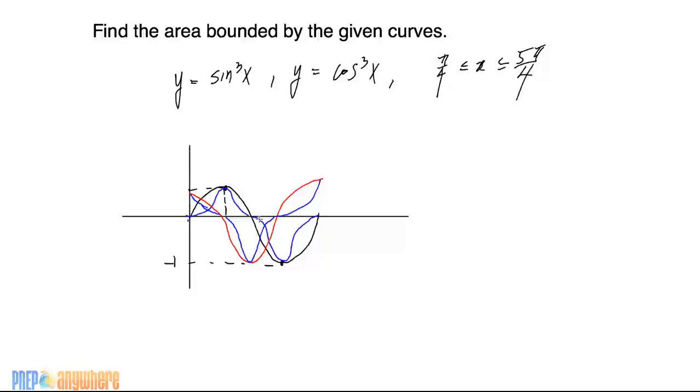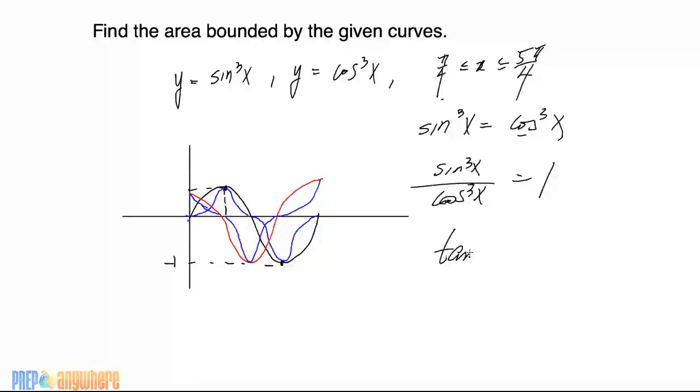So we want to find the area from pi over 4 to 5 pi over 4. Pi over 4 and 5 pi over 4 are exactly where they're going to intersect. So let's make these two equal to each other. Sine cubed x equals cosine cubed x. If you divide both sides by cosine cubed x, we get tangent cubed of x equals 1, which means tangent of x has to equal 1.